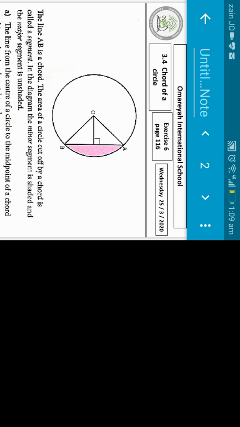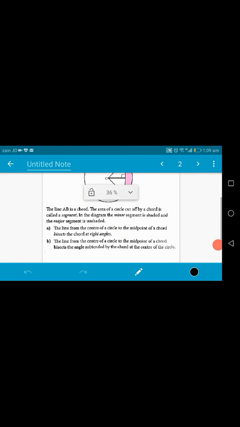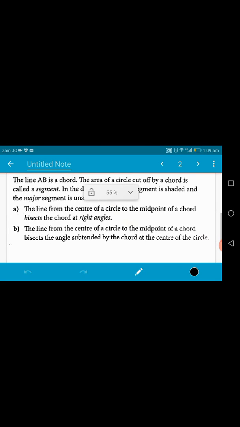Here we have the rule, let's see it and read it. We have A and B here. The rule: the line from the center of a circle to the midpoint of a chord bisects the chord at a right angle. If we connect the line from the center to the midpoint of a chord, then this line bisects the chord at a right angle. Okay.